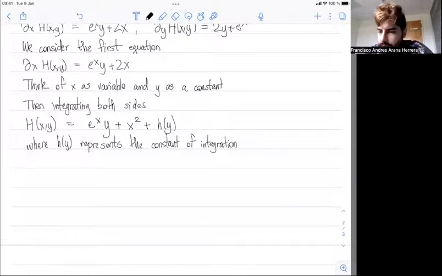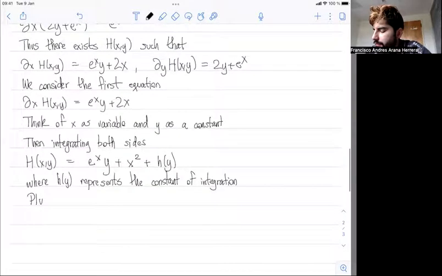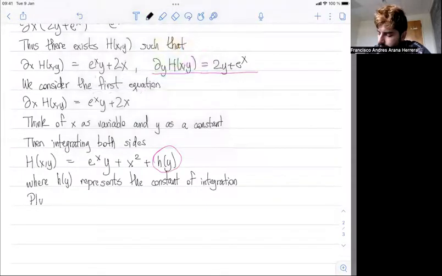Okay, so now, what do we have? We have an expression for h of xy, but we still want to sort out what this guy over here is. We don't know what h of y is, but we still haven't used the second equation. So to figure out what h of y is, we're going to take this and plug it into the second equation and see what we get.